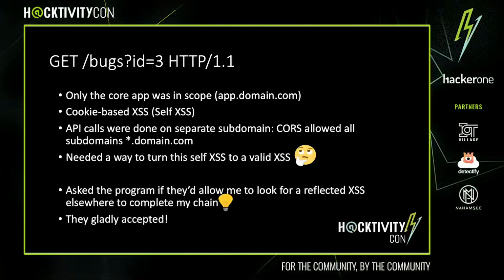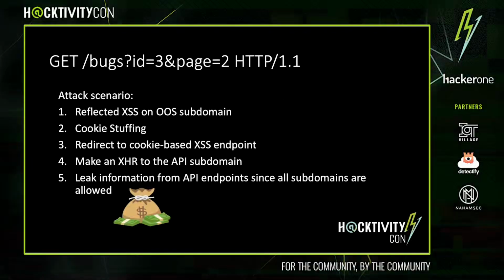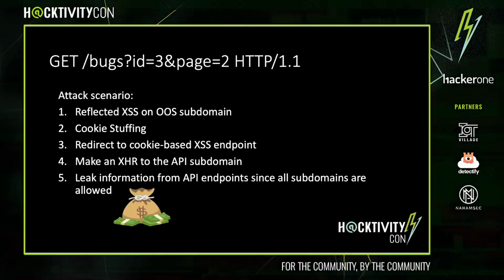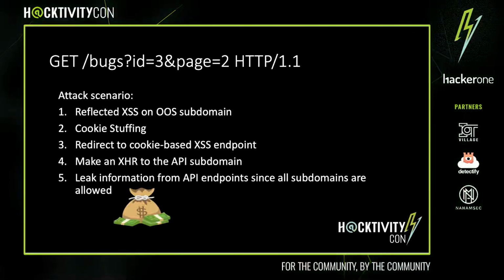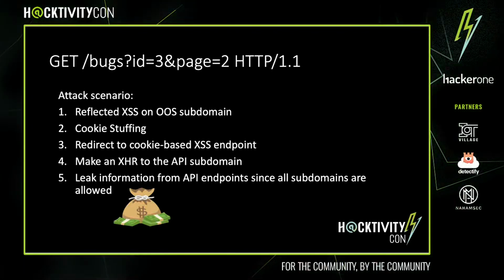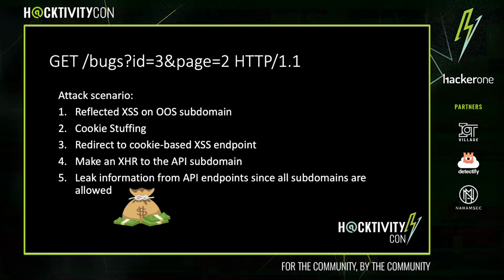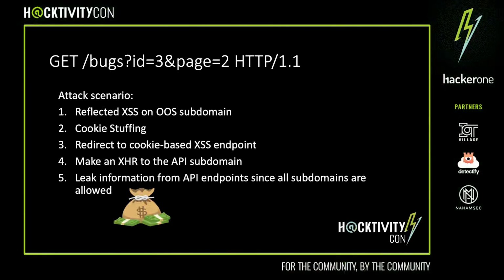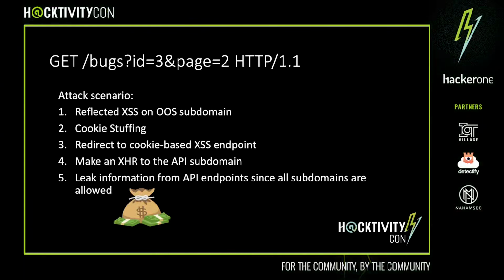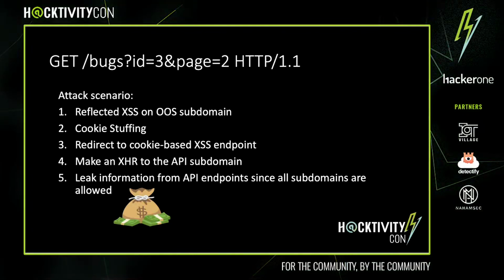And for this, shout out to File Descriptor for this trick. I learned that from him at H1-514 2 years ago. So now with my cookie-based XSS, I was able to make an XMLHttpRequest to the API host and leak PII data. I was able to complete this chain all because the program allowed me to look for reflected XSS on out-of-scope assets. So the lesson to learn here is if you need a bug on an out-of-scope asset to complete your chain, always ask permission first.